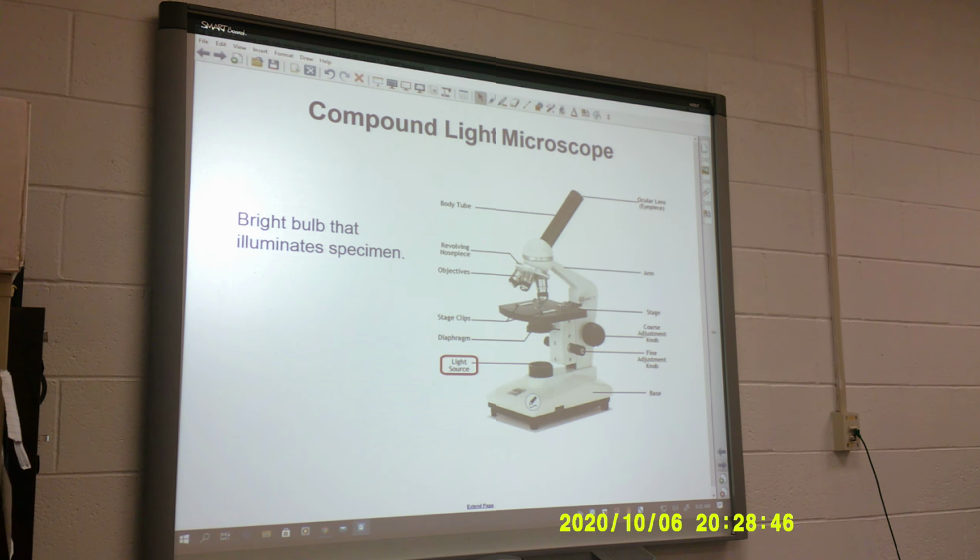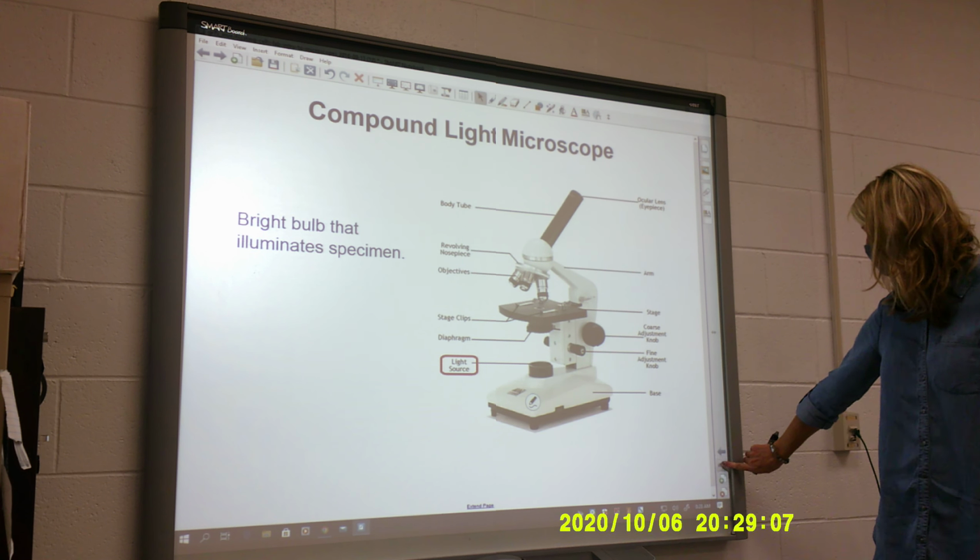Light source. It has a built-in light, you plug it in the wall. Will they be able to look at stuff under it? Yep, not today, but yes. I don't have time. I have to tell you the parts and pieces first, and then we'll spend some time.